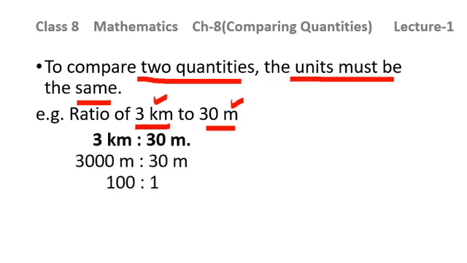So what we have done, we need to take the ratio. So it will be 3 kilometers to 30 meters. What I have done here is converted 3 kilometers into meters, or you can do it either way, that is, you can convert meters into kilometers, but I have converted kilometers into meters. So it will be 3000 meters to 30 meters. After cancelling out, you will get 100 to 1. So this is the answer, and this is how we need to compare two quantities.